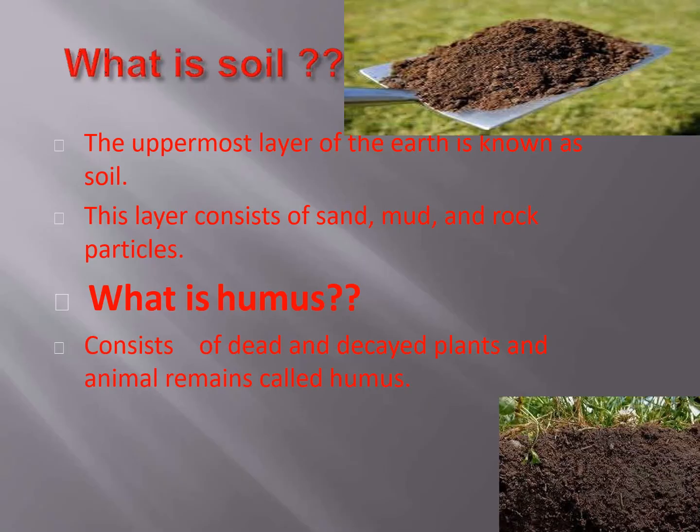Now, what is soil? The uppermost layer of the earth is known as soil. This layer consists of sand, mud, and rock particles. What is humus? It consists of dead and decayed plant and animal remains, which makes the soil humus.